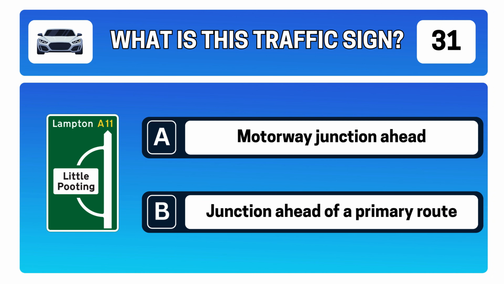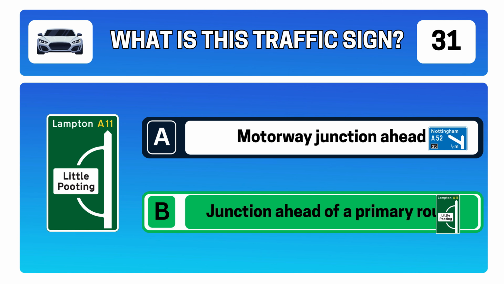What is this traffic sign? A. Motorway junction ahead. B. Junction ahead of a primary route. Correct. It is the junction ahead of a primary route sign.